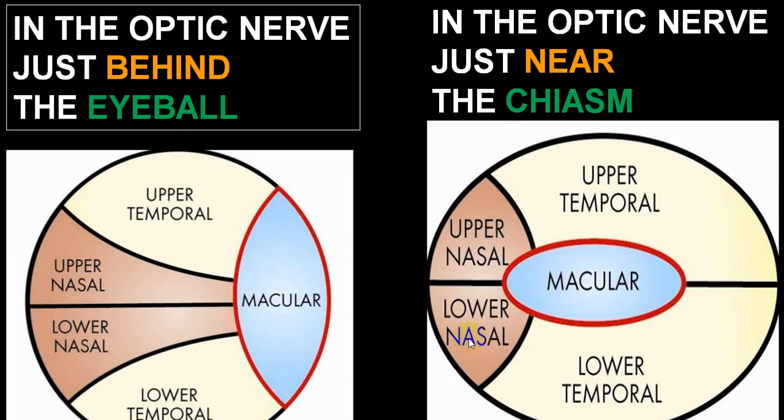But as you go further close to the chiasma, the macular field is in the center. The nasal field is medial. This is temporal, this is upper temporal, and this is lower temporal fiber of the retina. The lower temporal fiber will be responsible for the upper field, and the upper retinal fiber will be responsible for the lower field. In the same way, this is upper nasal fiber and lower nasal fiber. They will be responsible for the lower and upper field.